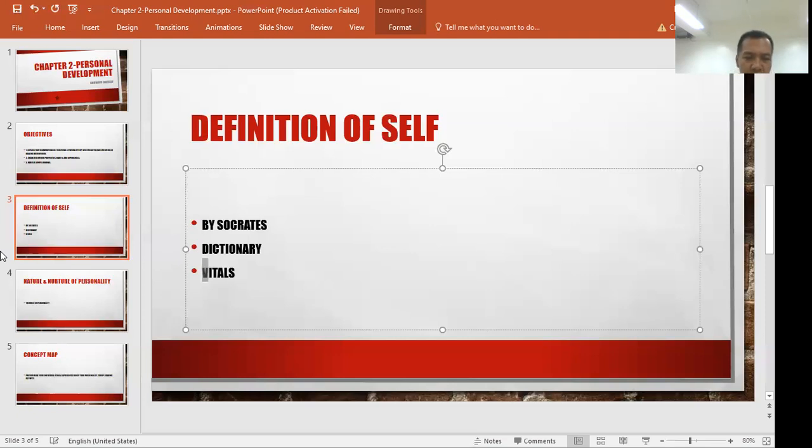So VITALS: V, values, I, interests, T, temperament, A, around the clock activities, L, life mission and meaningful goals, S, strengths. So that's how you define yourself.